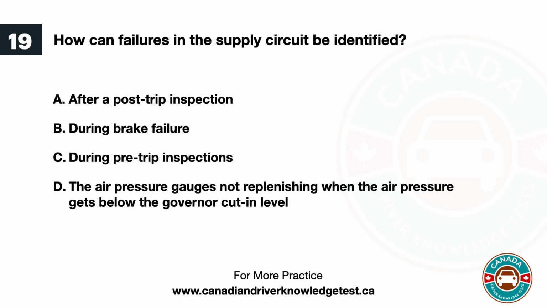Question 19. How can failures in the supply circuit be identified? A. After a post-trip inspection. B. During brake failure. C. During pre-trip inspections. D. The air pressure gauges not replenishing when the air pressure gets below the governor cut-in level. The answer is D. The air pressure gauges not replenishing when the air pressure gets below the governor cut-in level.